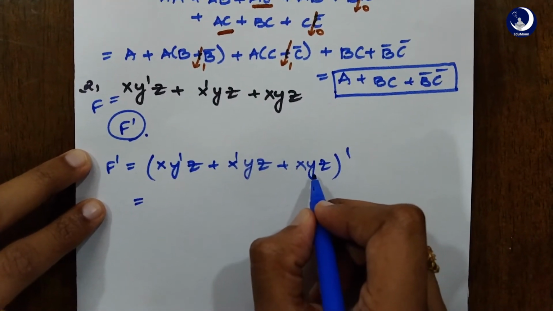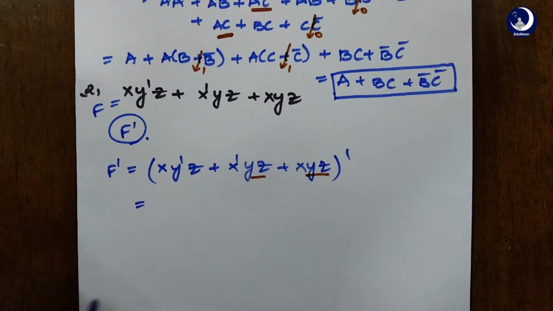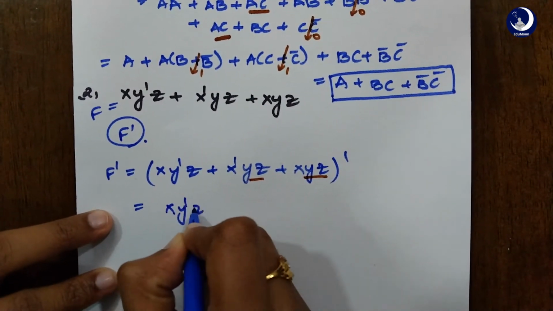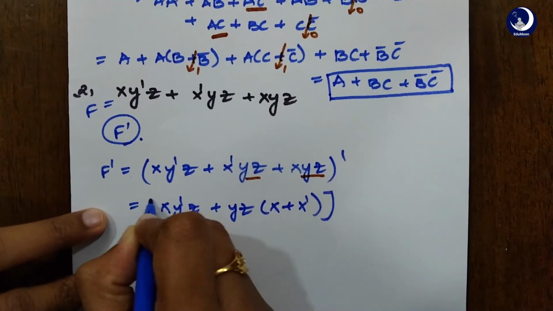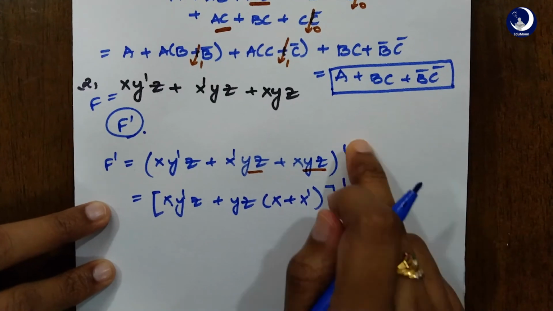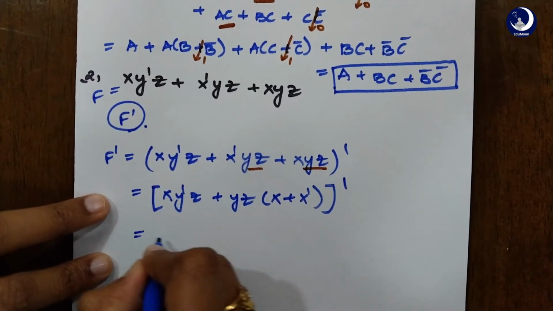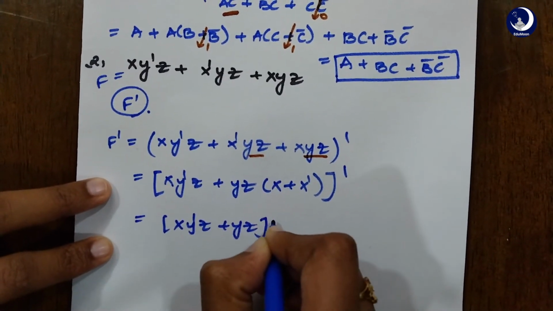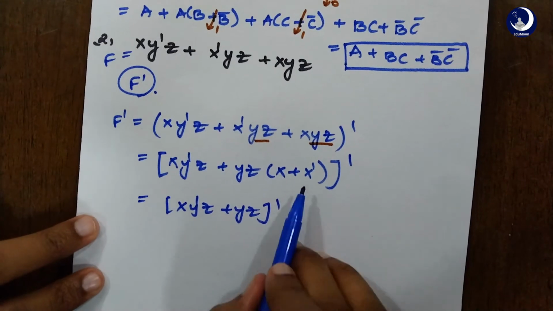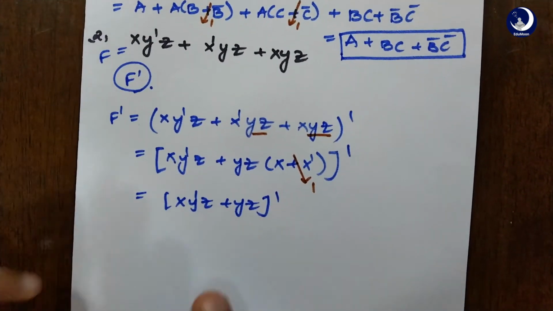Initially, in these two terms itself, there's a yz and yz, right? How can we write them? xy bar z plus yz into x plus x bar. See, I'm not completely going with the complement. I'm just modifying the inner statements itself. So, this is equal to xy bar z plus yz. Now, it's a complement. So, it's clear, right? x plus x bar equals 1. So I just mentioned it here.